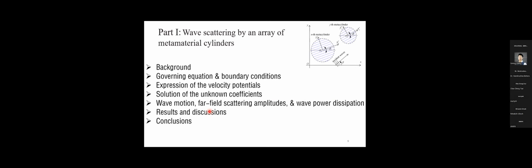So now let's go back to today's talk. The talk today is divided into two parts. Part one is wave shifting by an array of metamaterial cylinders. Part two is water wave interaction with an annular metamaterial cylinder. Both of them are related to water wave interaction with metamaterial cylinders. Let's start from part one. Part one is organized as follows. I will introduce very briefly the background of the work, and the following four sections are associated with the development of a theoretical model. Then model validation and case studies will be presented, and finally the conclusion.